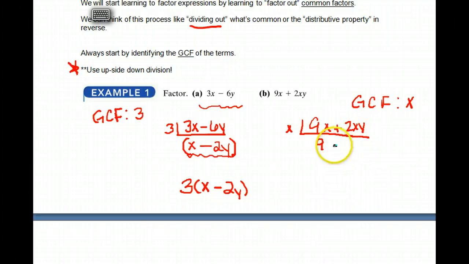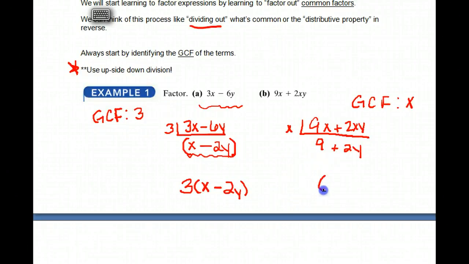2xy divided by x will leave me with 2y. You're going to look at that new expression that you created. Make sure that there are no more common factors. And once you're positive that there are no more common factors, then you know you have your final answer.